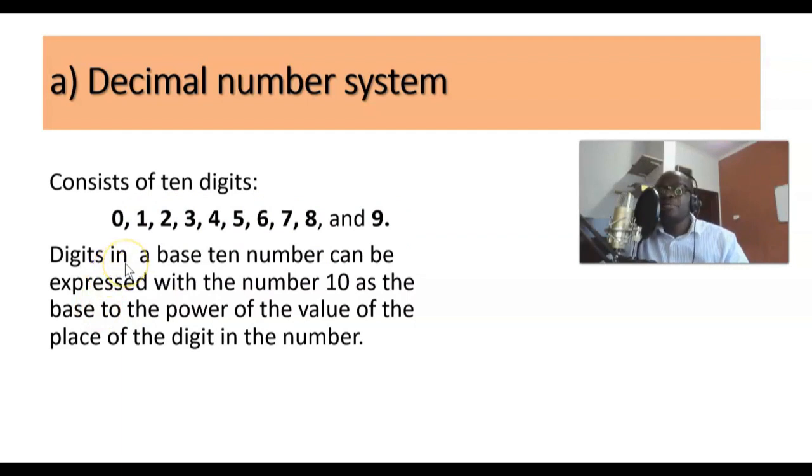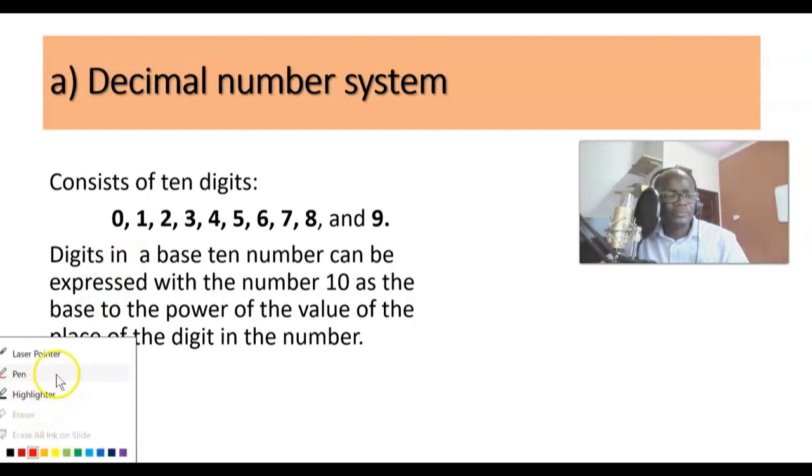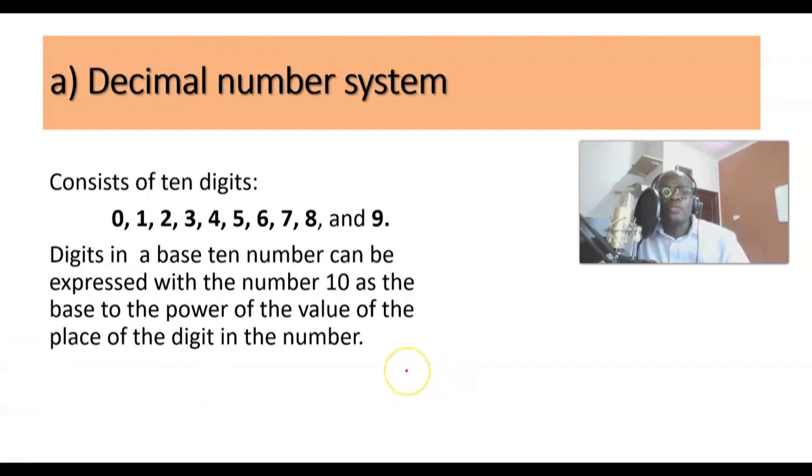Now, digits in a base 10 number can be expressed with the number 10 as the base to the power of the value of the place of the digit in the number. Now, let me explain something here. Let me pick a pen. What do we mean by base? If I wrote 2 to the power 5, this number here is what you call the base. Okay?